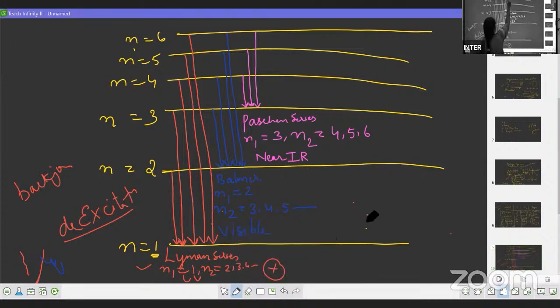So next is the Brackett series, from higher to fourth orbit. So this is called as Brackett series. Okay. तो यहाँ से इलेक्ट्रॉन कहाँ से आ रहा है? फोर्थ ऑर्बिट पे आके रुक रहा है। So 5, 6, 7, and so on. Where you can see this spectral line in higher region.